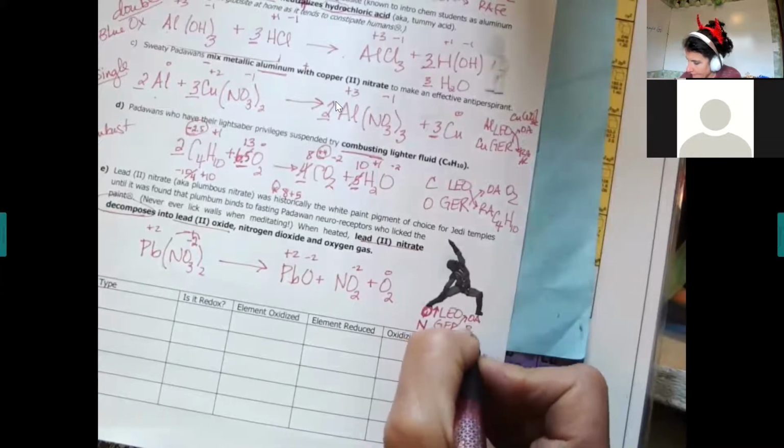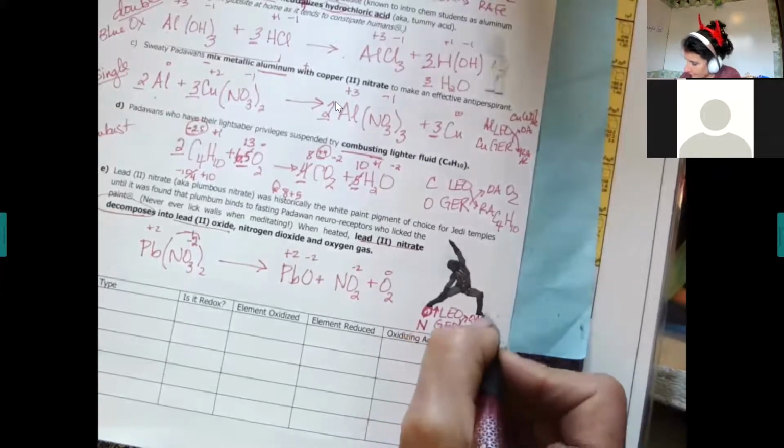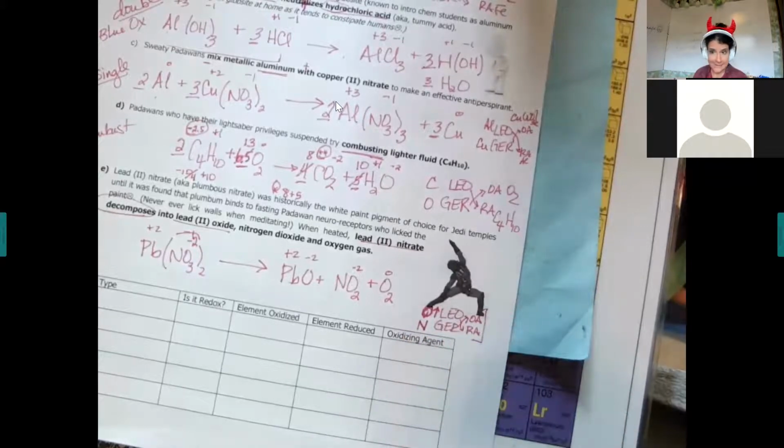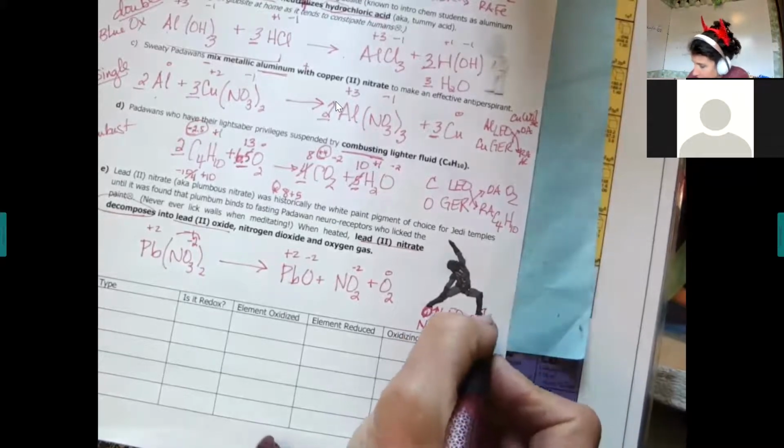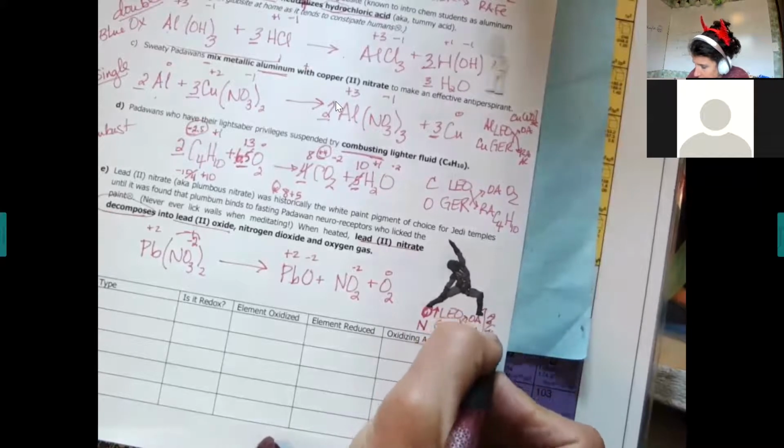The OA and RA, the same thing. This is the double agent, and the decomp, whatever you start with is both.